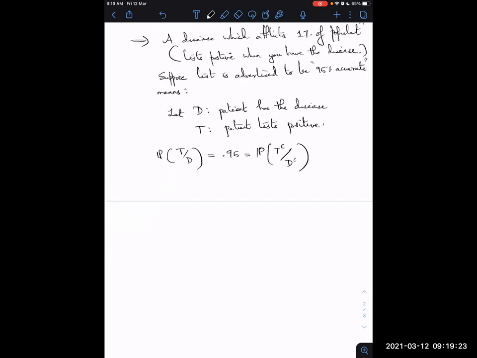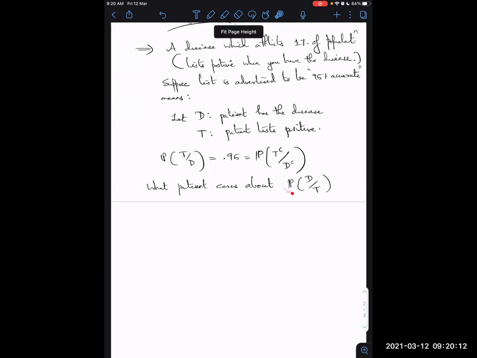So what the patient cares about by testing himself or herself is the probability that the test turns positive when you have the disease. When you have the disease, you should know it from the test. This is very different from T given D. The probability of T given D just tells you about the test, but from a patient's perspective, what you care about is whether you have the disease or not based on the test result. So that is the probability of D given T.